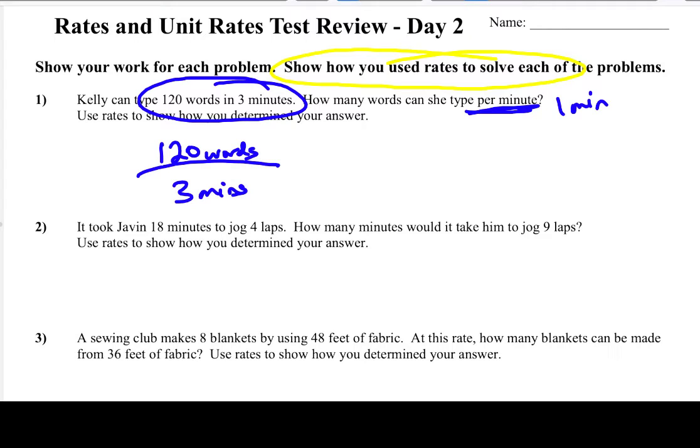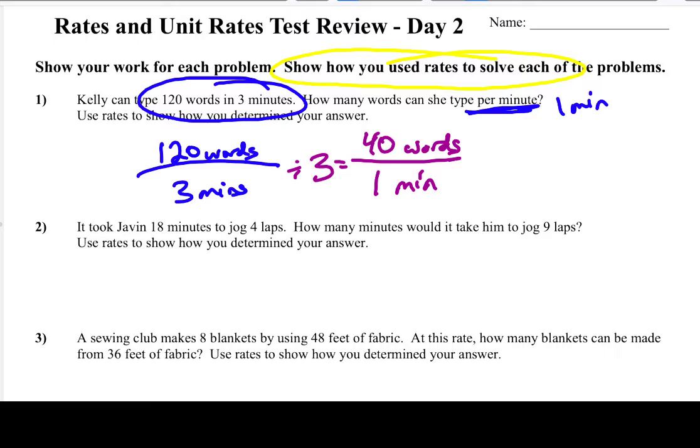and then we need to turn it into a unit rate. Remember, to turn anything into a unit rate, you simply divide by your denominator, because we want to make that denominator into a 1. 3 divided by 3 is 1 minute. 120 divided by 3 is 40 words. So if she can type 120 words in 3 minutes, she can type 40 words per minute, meaning in 1 minute.